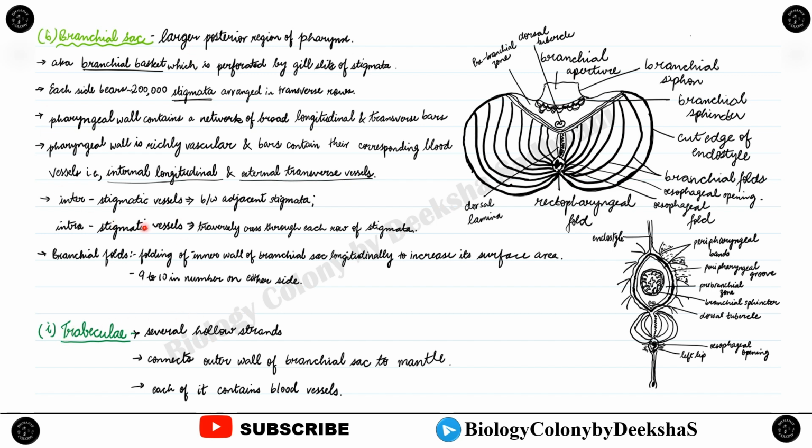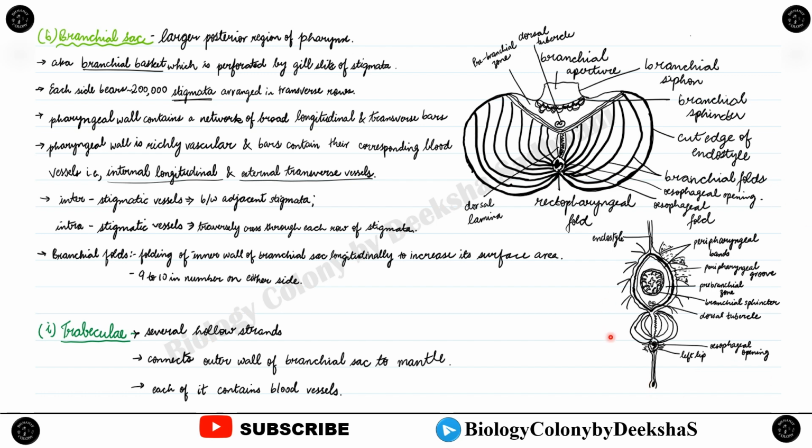Now this branchial sac has some structures. First one is trabeculae. These are several hollow strands that connect the outer wall of the branchial sac to the mantle, and each of them contains blood vessels.